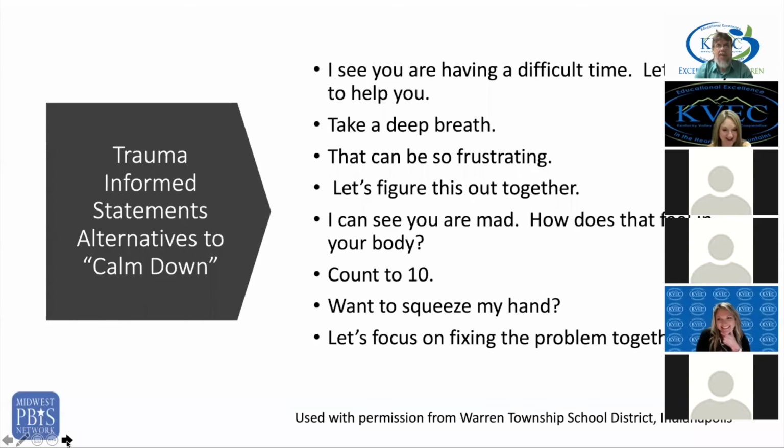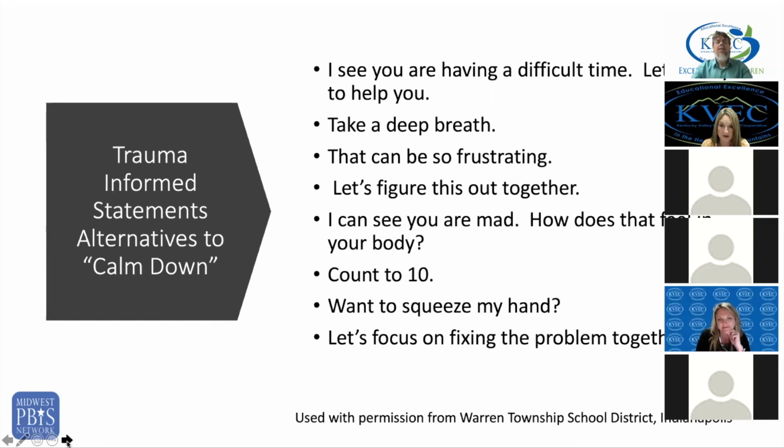Some alternatives to saying calm down: you want to use I and we statements. I understand you're upset. What can we do to help you through this situation? Maybe provide them with some self-regulating strategies, like taking a deep breath or a mindful moment. Just sit quietly. Think of 5 things that you can hear in the classroom. What are 4 colors that you see? What are 3 things that you can smell? What are 2 things that you could touch? And what's 1 thing that you can taste?